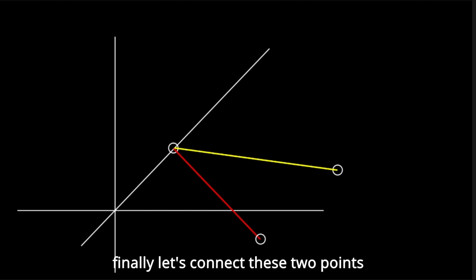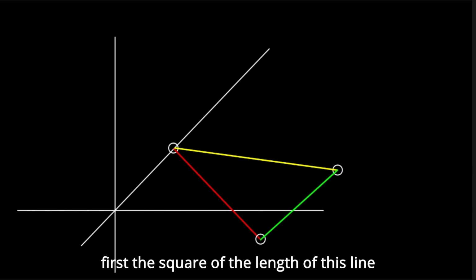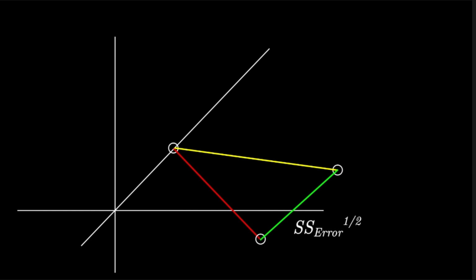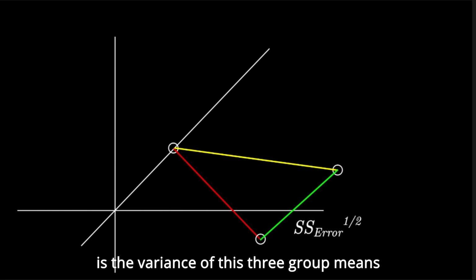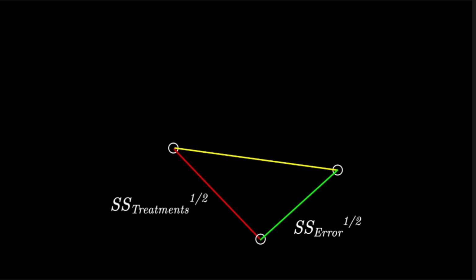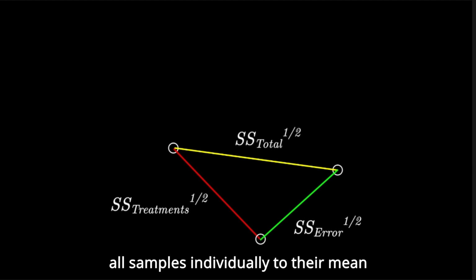Finally, let's connect these 2 points. We have a final triangle. First, the square of the length of this line is the sum of all variances within groups. Why Pythagorean theorem? Let me leave it to you. Next, the square of this length is the variance of these 3 group means. So it's called sum of squares of treatments. And finally, that is sum of square of total, right? All samples individually to their mean.